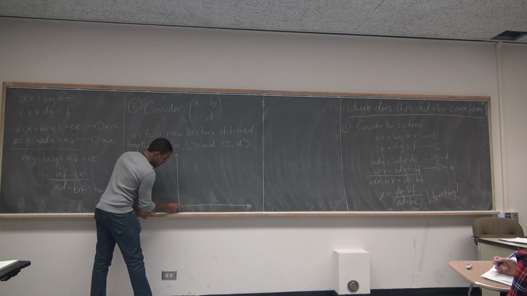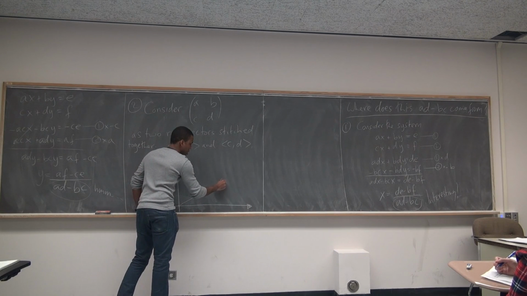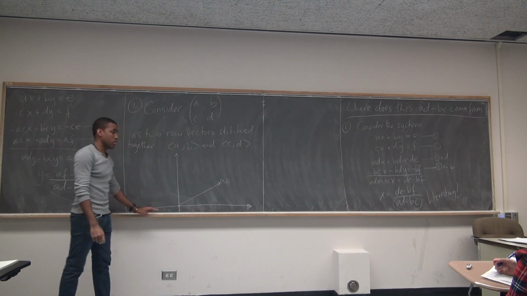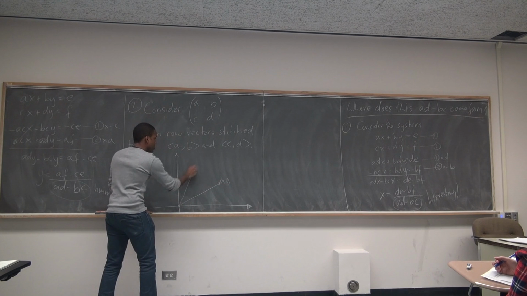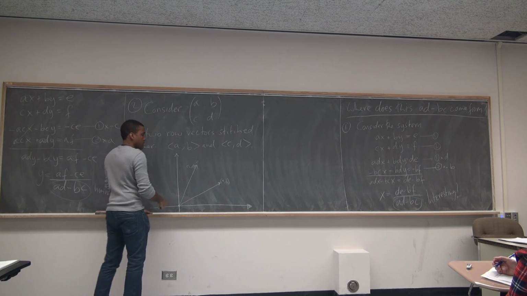So say I draw the vector AB, position vector, boom. That's AB, right? So this is a vector that hits the point A comma B. And I go boom. This is the vector that hits the point C comma D, right?